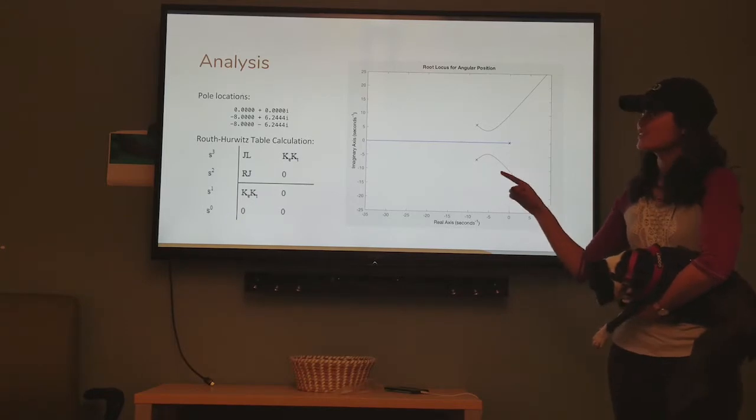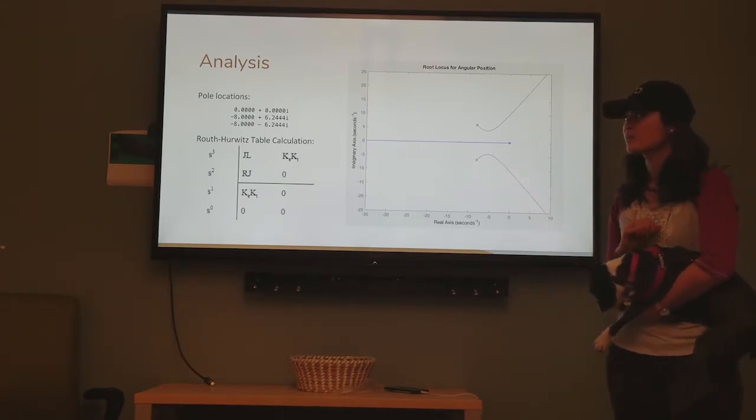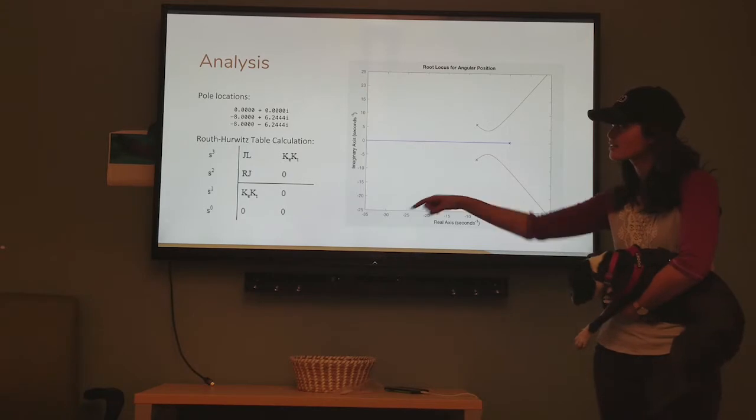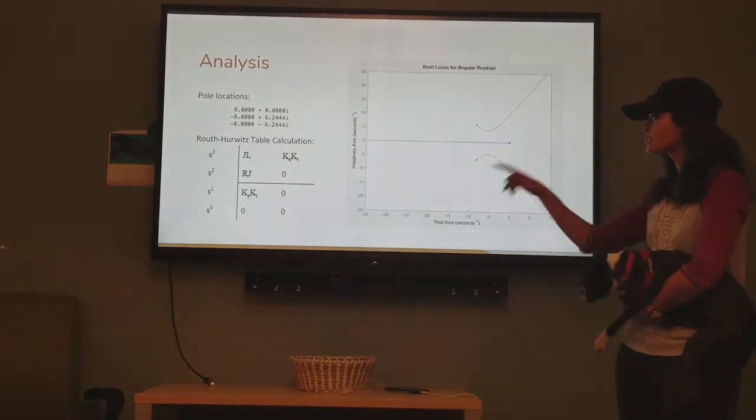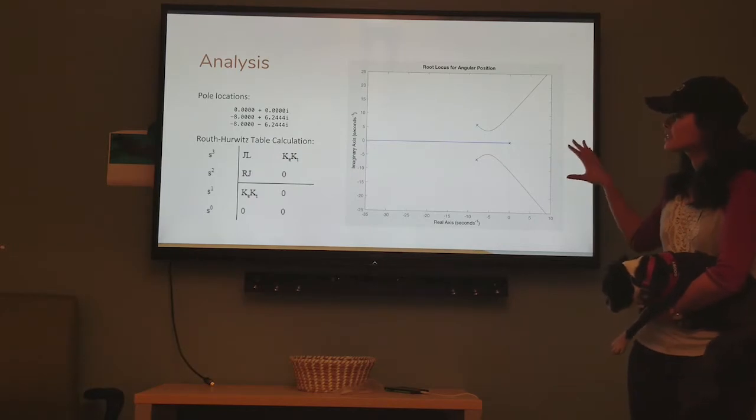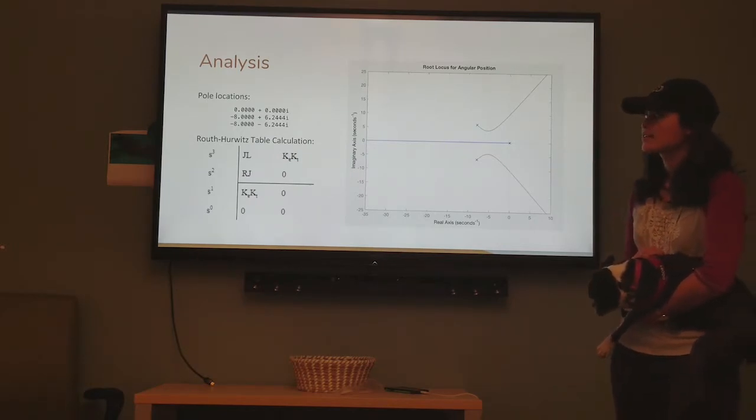We also did a Routh-Hurwitz calculation, which shows that all of the coefficients are positive, which means that there are no right-half-plane poles, which is proved in our root locus that we provided here, and it also ends with 0. So our system is stable.